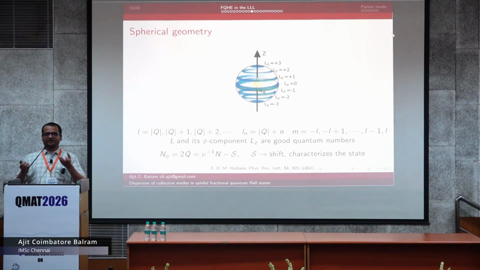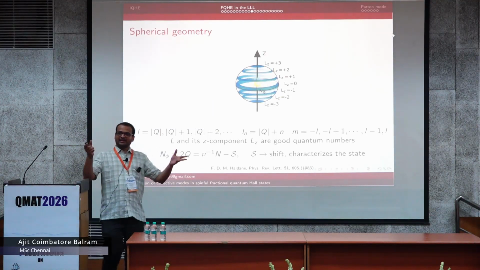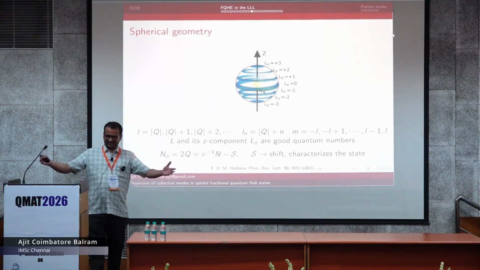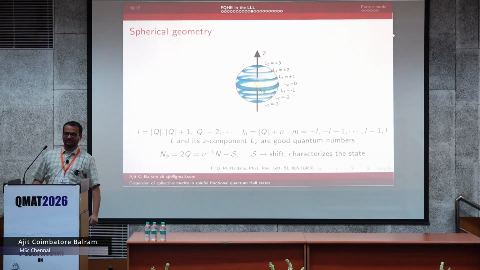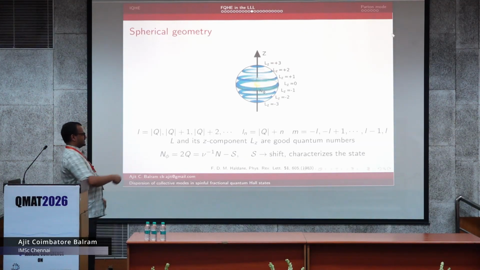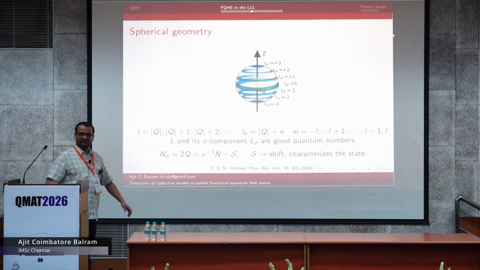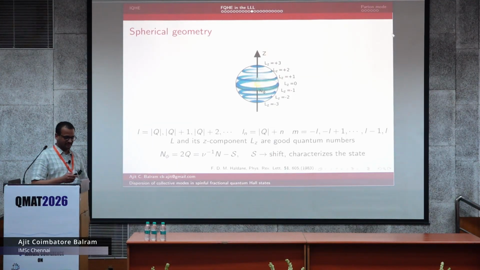So what you do is you get hold of a magnetic monopole and place it at the center of the sphere, shown in yellow, and this generates a radial magnetic field through the surface of the sphere. So it's like the disk now wrapped up on the sphere. The flux quantum and the number of particles are related by this relation, and that relation has a nice quantum number called the shift, which can actually be used to characterize the state.